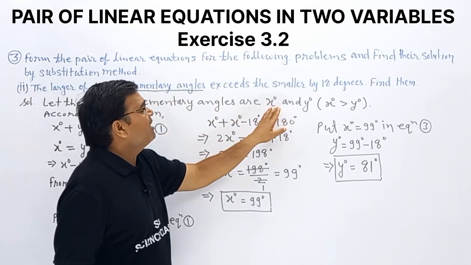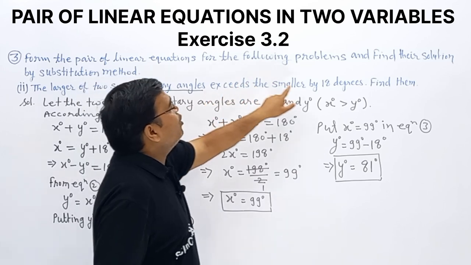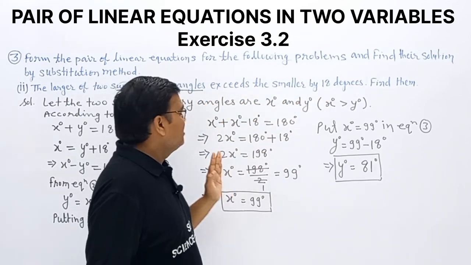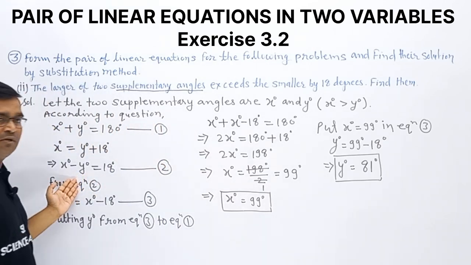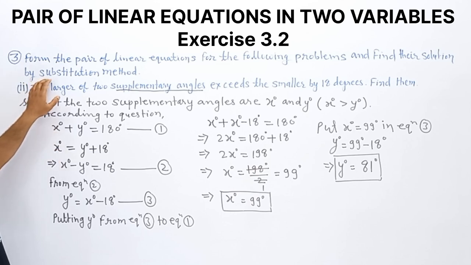Another we can obtain from the larger of the supplementary angles. Out of these, the larger is x degree. So x degree equals exceeding the smaller by 18, it means y degree plus 18. We are getting the second equation. These are two linear equations, a pair of linear equations in two variables. From these equations we want the solution, so we will use the substitution method. Then from this one we are getting y degree equal to this. Clear?